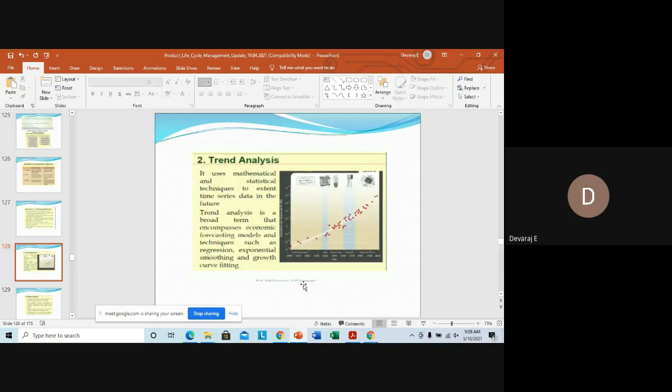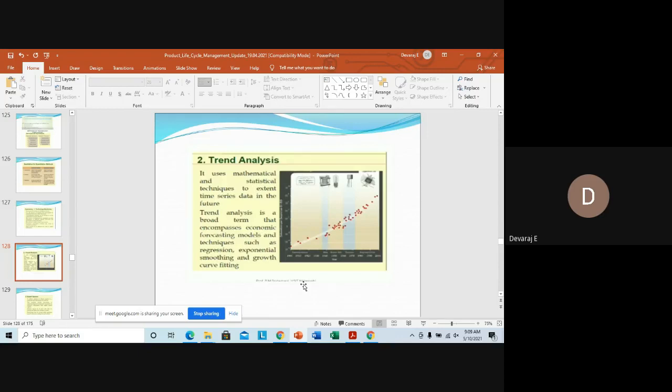So anyone has any doubt in this? No doubt, sir. So this is called regression. Regression indicates it will store the previous data, and finally it will tell the future things. So this is called regression.